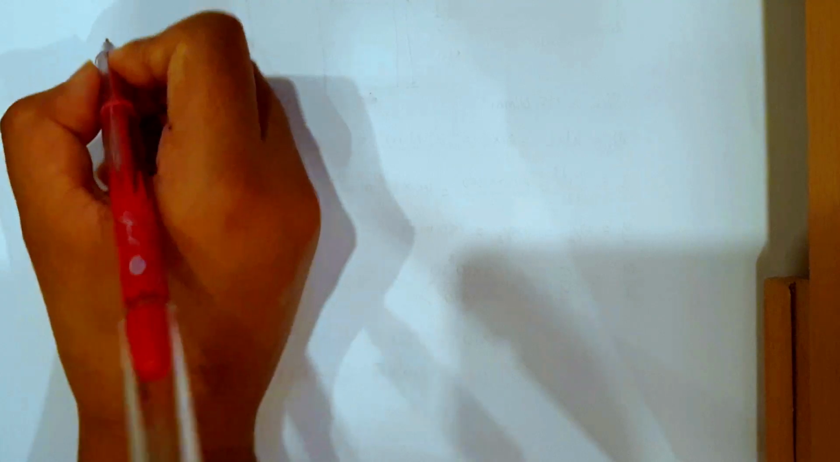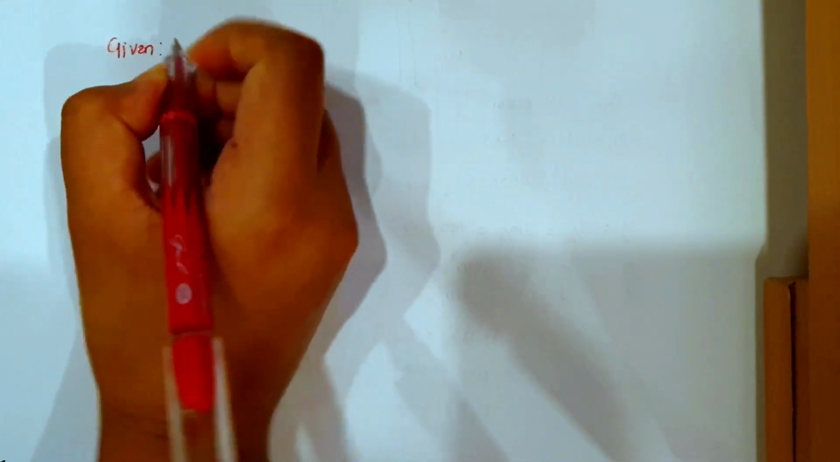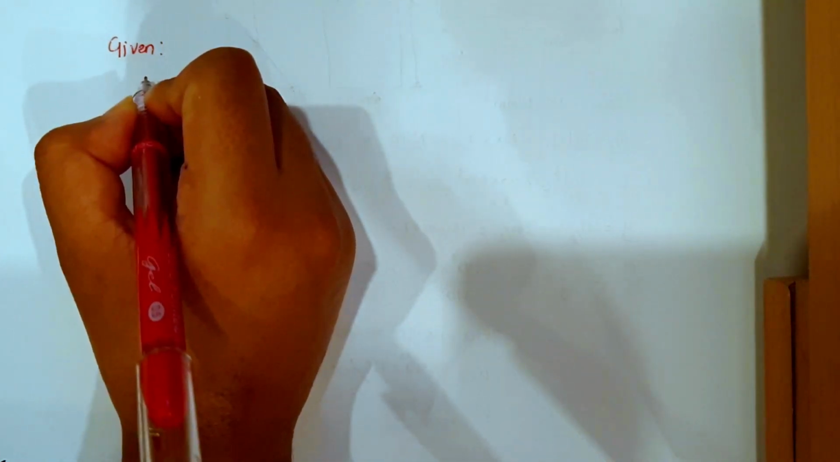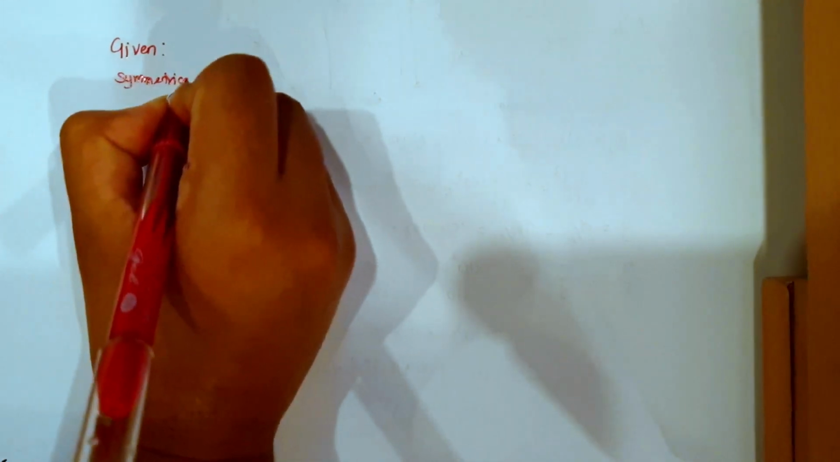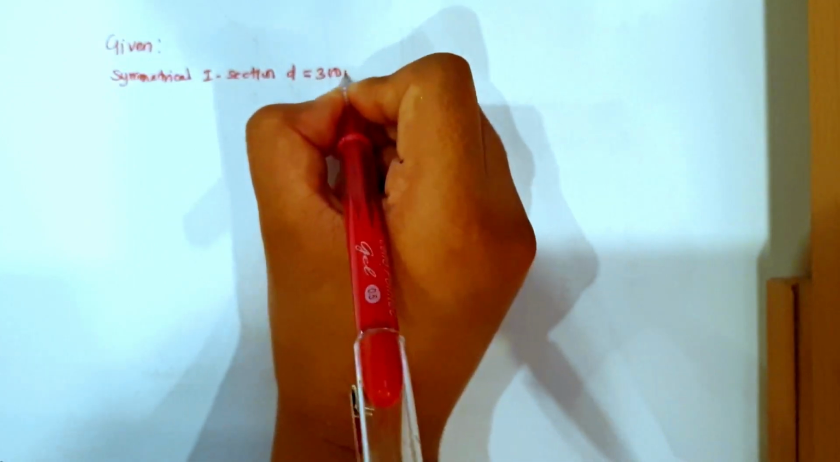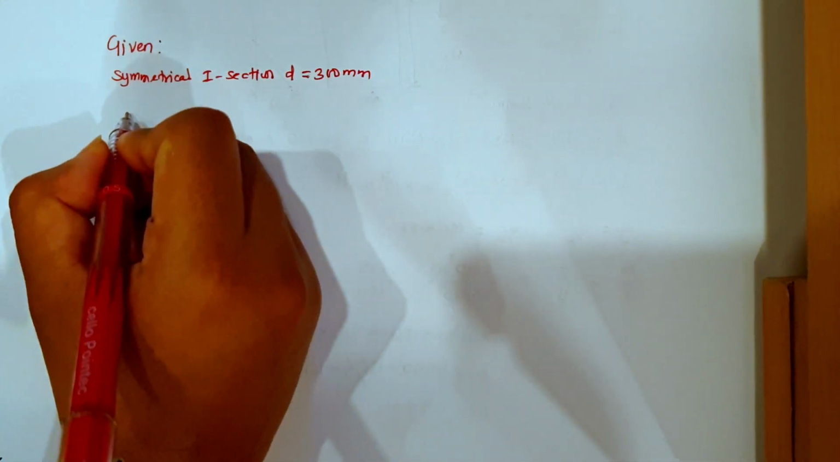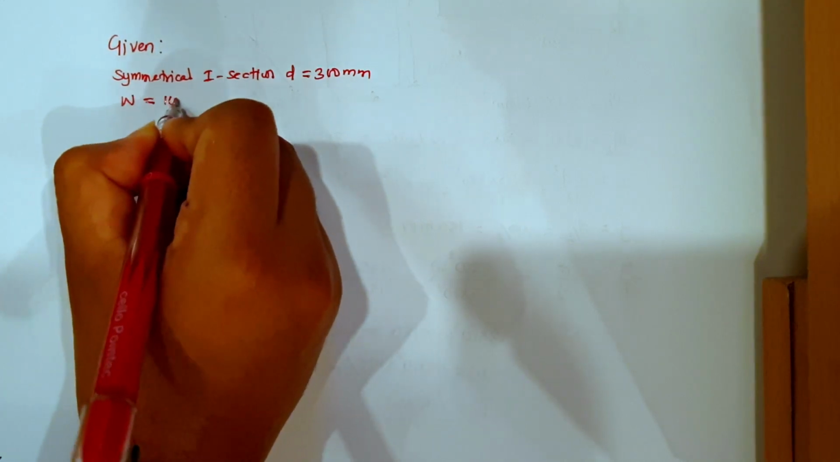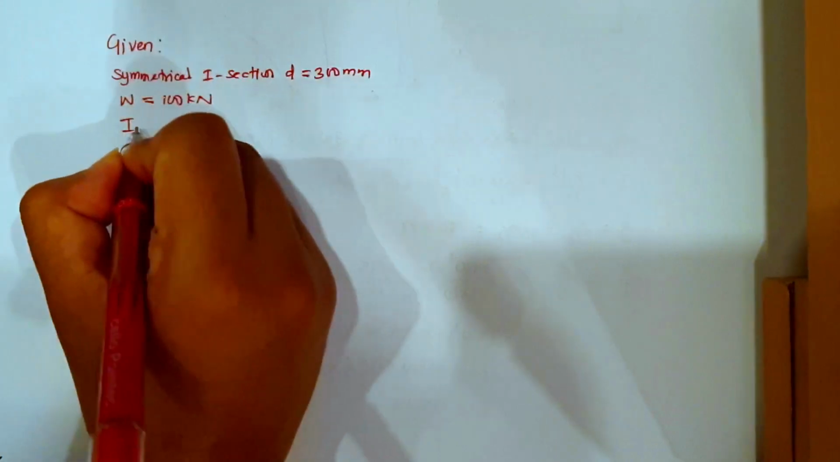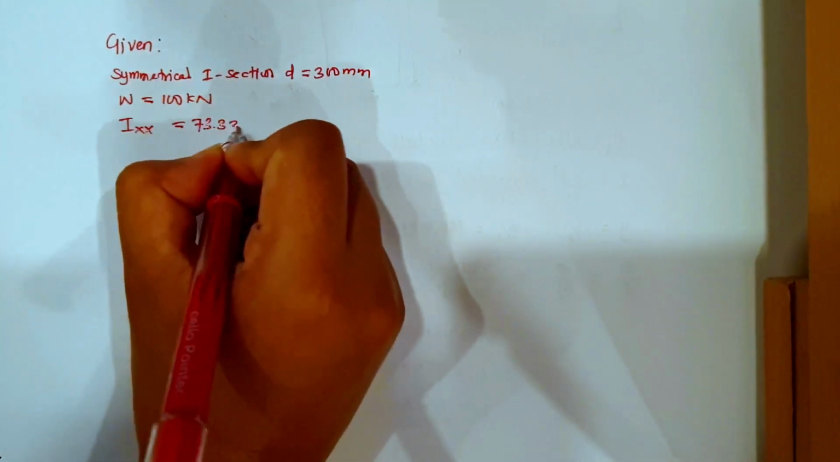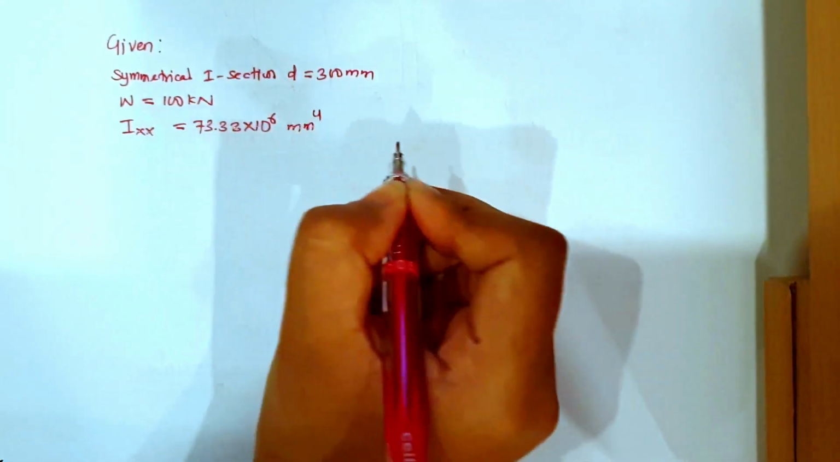So in this, let us first write down what is given. Given in the question are: symmetrical I section, depth d is given equal to 300 mm. Next, it is simply supported at ends, so it's a simply supported beam, and it carries a load of 100 kN at the center. So in the center we have W, load equals 100 kN, and moment of inertia about xx axis is given equal to 73.33 into 10 raised to power 6 mm raised to power 4. Okay, this is also given.